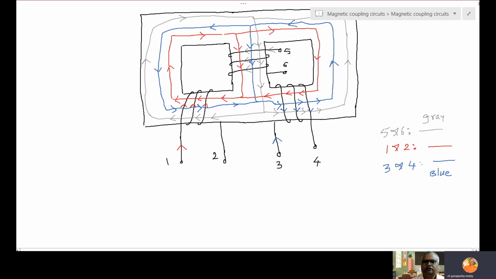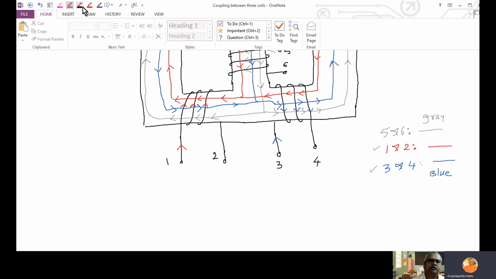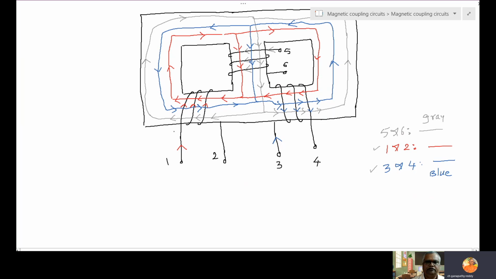We are discussing 1, 2, 3, 4. 1, 2 red, 3, 4 blue. So red and blue directions are opposite in coil 1, 2. Coil 3, 4 also red and blue in opposite direction. When they are in opposite direction, we have to indicate it when fluxes are opposite. If the dot is coming here, then in this coil, the other side dot will come. So these two are coupled with dot. So the location of the dot is determined with the help of the flux rule.